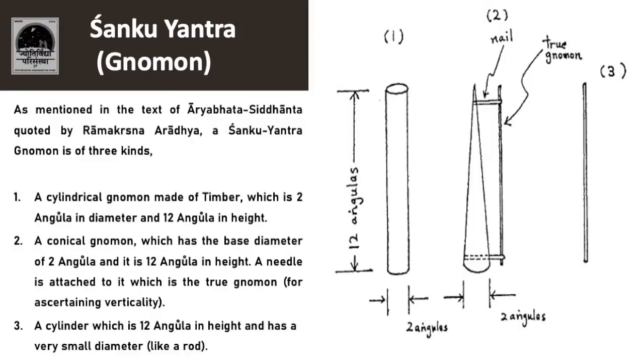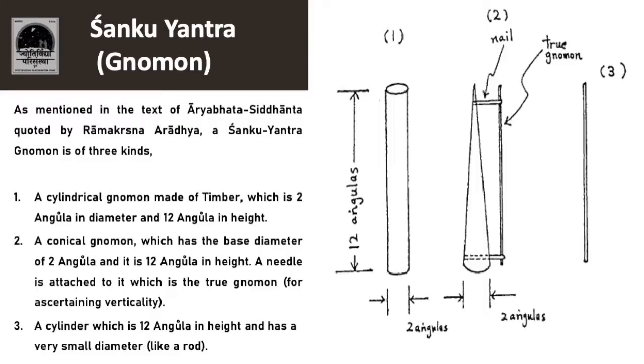So all the instruments and observations that are recorded in that Siddhanta are predefined and they are assumed to be correct, and rather not assumed, they are correct. So the first one is the cylindrical gnomon proposed by Aryabhatta. The second, as you can see, is a conical gnomon. This conical gnomon is constructed in such a way that the base diameter is 2 angula and the height is 12 angulas. Mind you, it is not the slant height, it is the perpendicular height of the cone. So that is 12 angula.